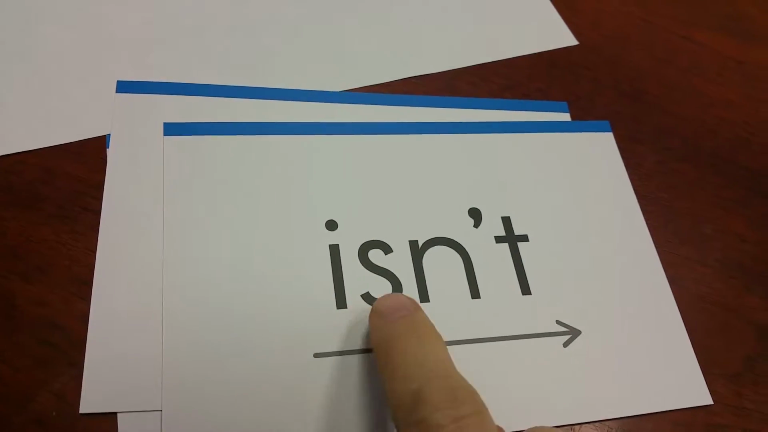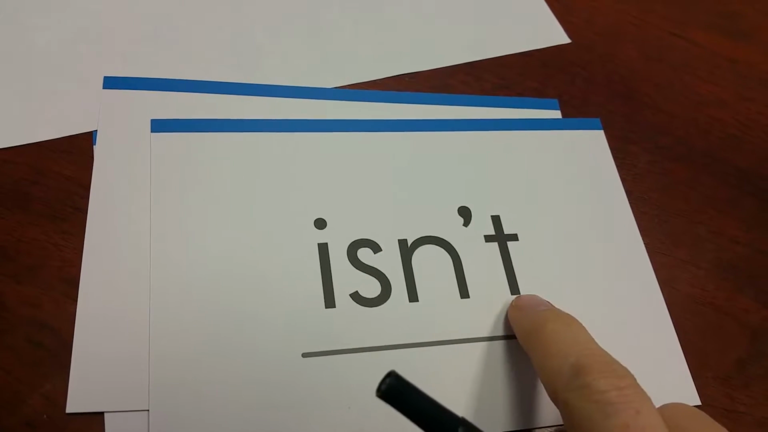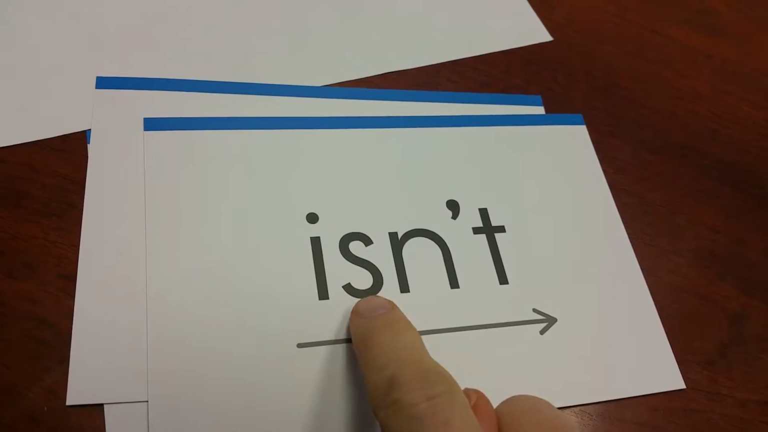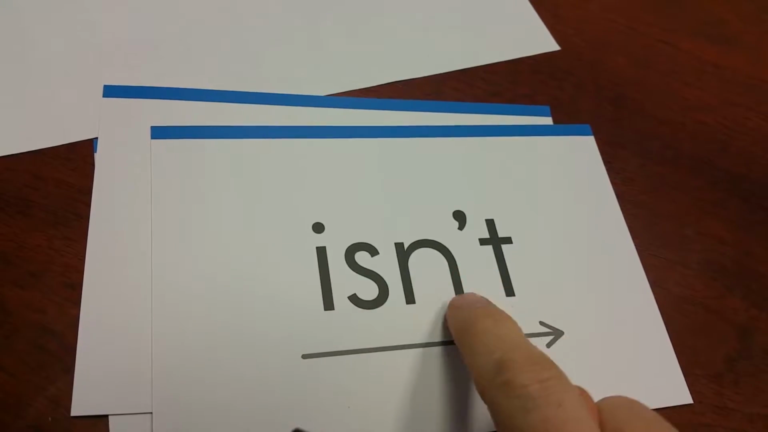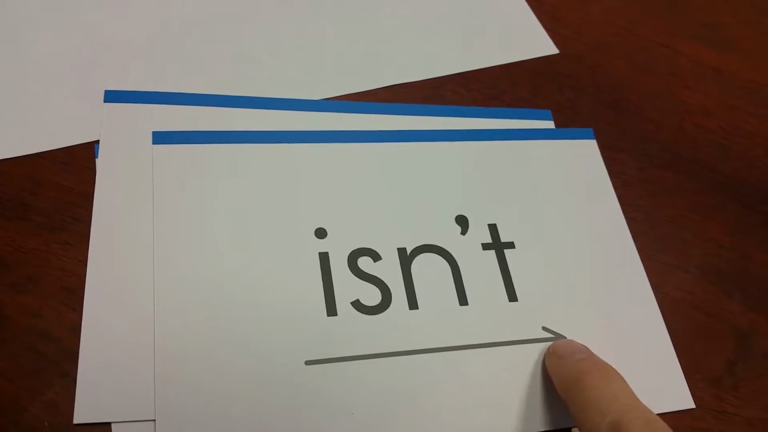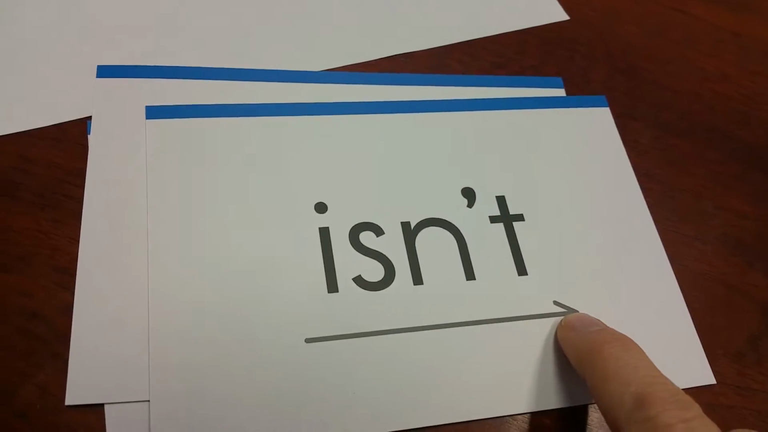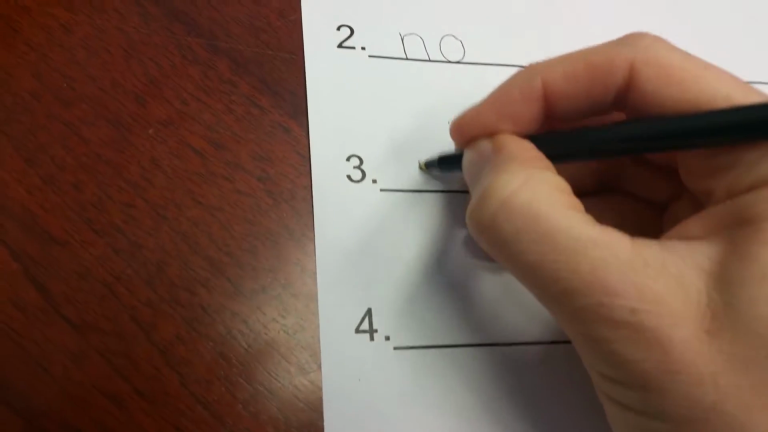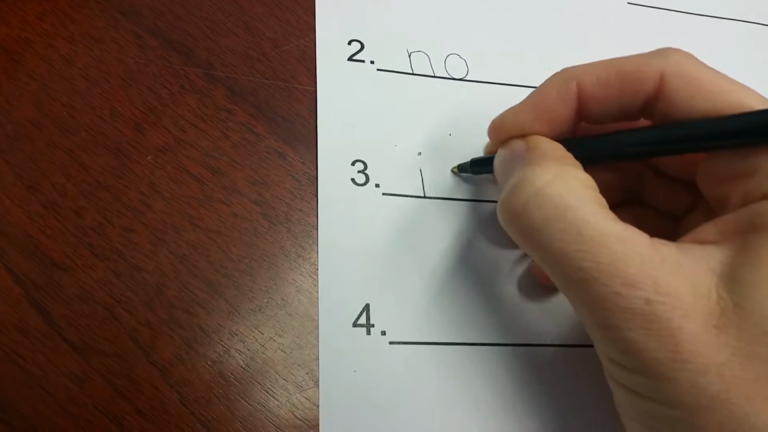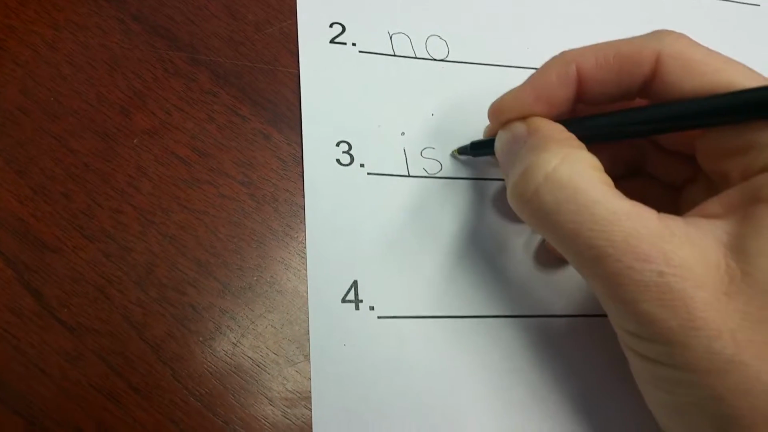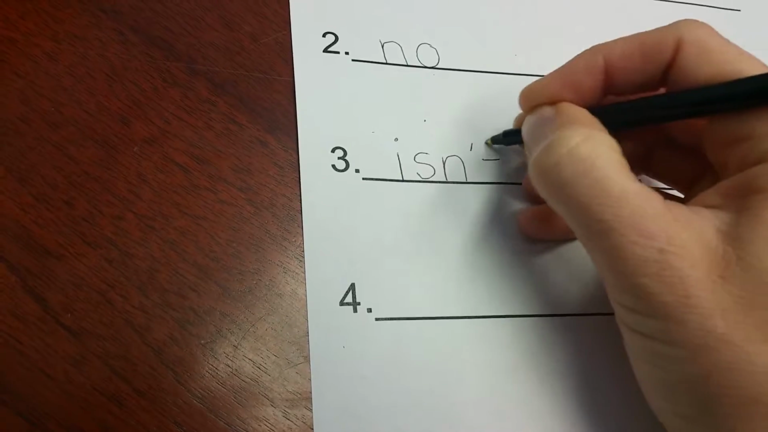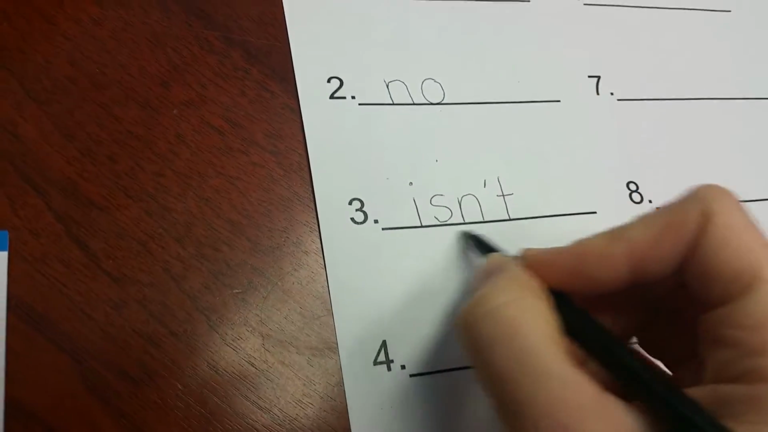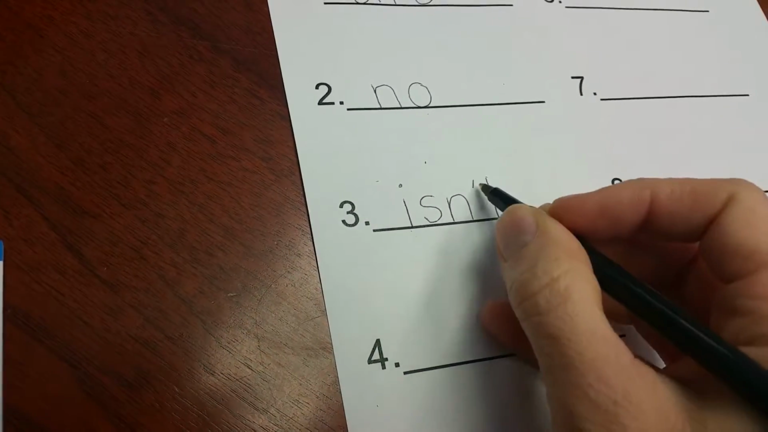Isn't, I-S-N apostrophe T, isn't. Isn't it lovely today? Write the word isn't. I, S, N, apostrophe T. Isn't. I-S-N apostrophe T.